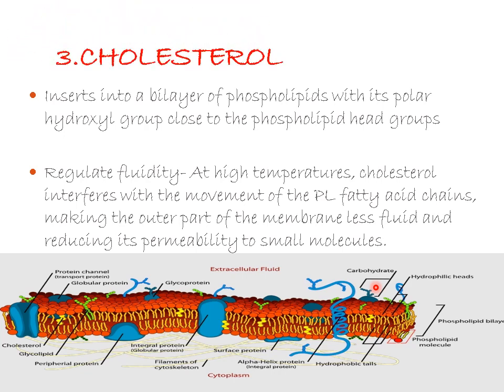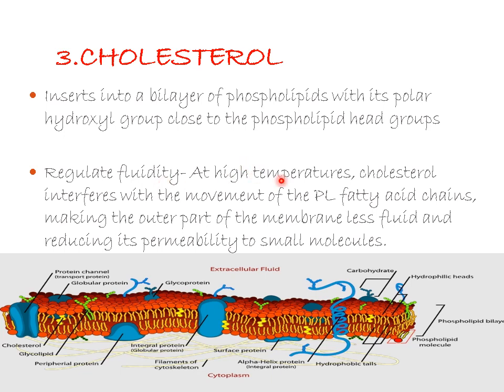Now coming to the third portion, that is cholesterol. Cholesterol inserts into the lipid bilayer with its polar hydroxyl group close to the phospholipid head group. So this cholesterol has a polar hydroxyl group. This hydroxyl group will be attached near the polar head of the lipid and the rest of the cholesterol will be embedded inside the lipid bilayer. So what is the function of this cholesterol? As we have already seen, we will be discussing it in detail. That is, it regulates fluidity.